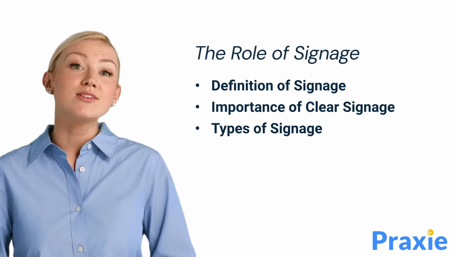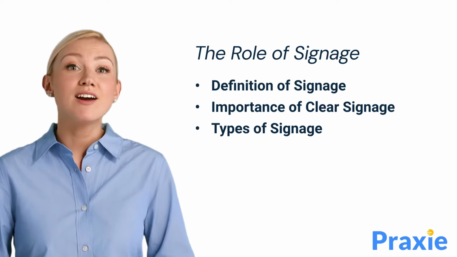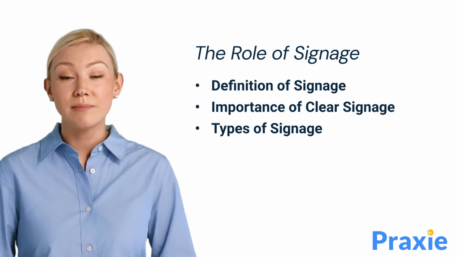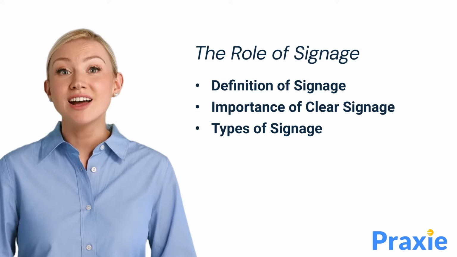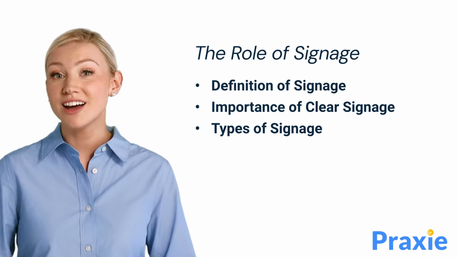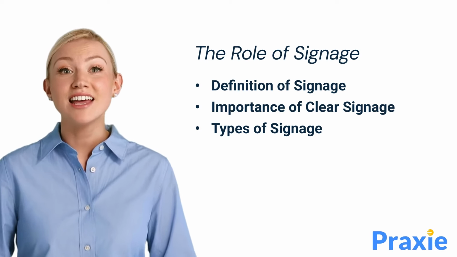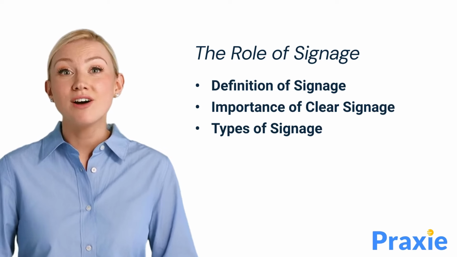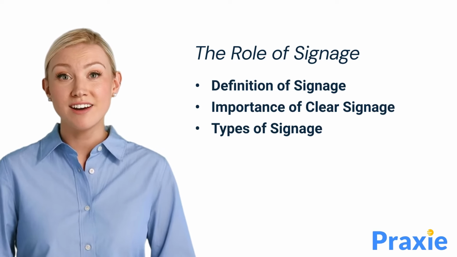Signage plays a vital role in lean material management by providing clear and concise information about the workspace. Effective signage includes labels, directional signs, and instructional signs that guide employees and enhance the overall efficiency and safety of the work environment.